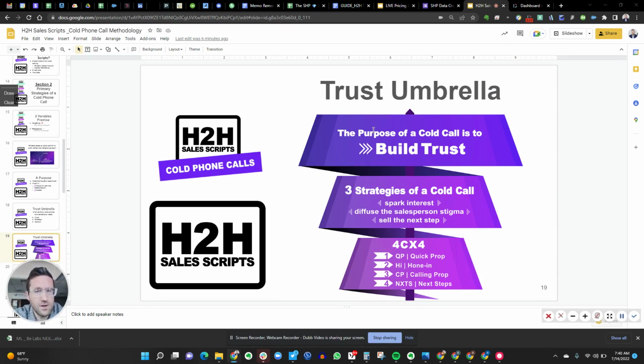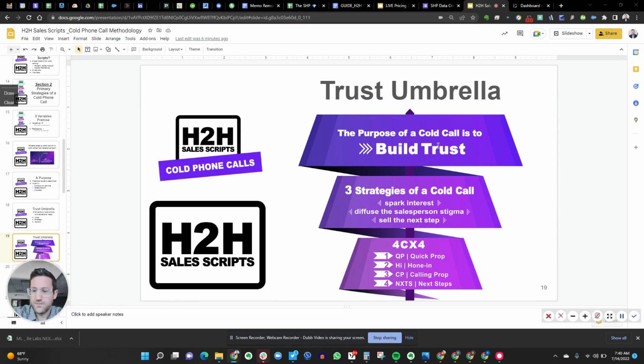We're going to probably do a few of these so we can go deeper into some examples, but I wanted to give at least the 3 frameworks that we use here at SHP that have been identified by the H2H method. But just as a refresher, we have something called the trust umbrella because this overlays everything that we do in a cold call.